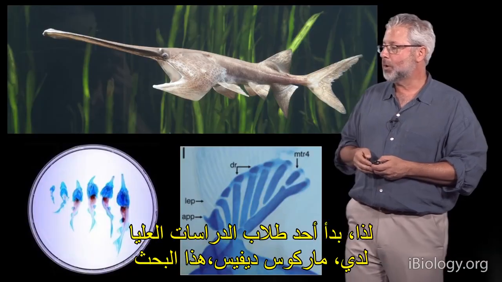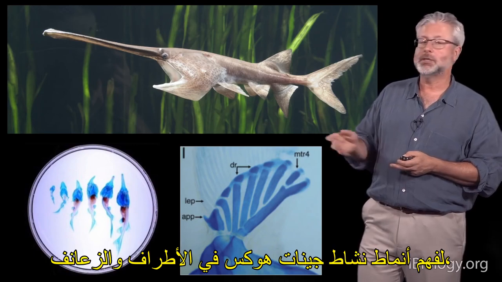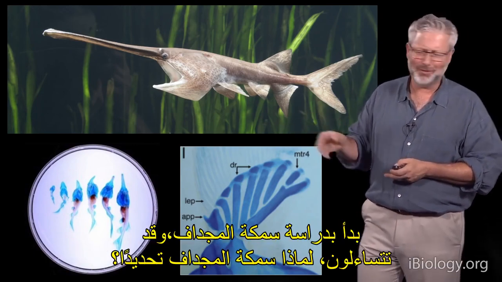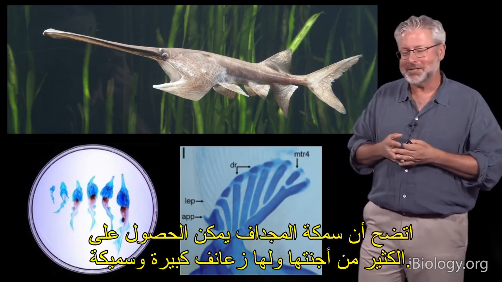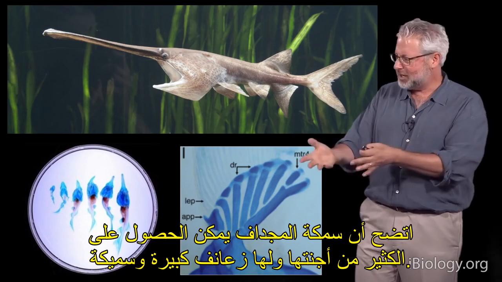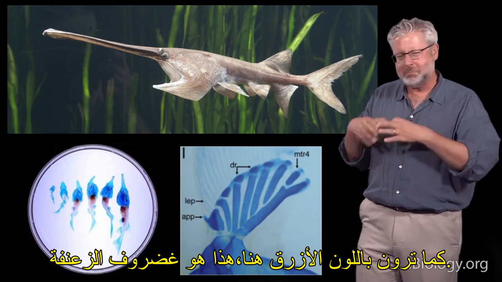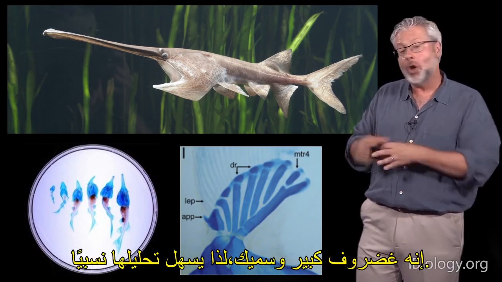So one of my graduate students, Marcus Davis, started this quest to understand patterns of activity of Hox genes in limbs and fins. And he started by looking at paddlefish. And you can wonder, why paddlefish? Well, here's a paddlefish. Paddlefish, turns out you can get a lot of embryos of these things. And they have big, fleshy fins. As you can see in blue here, this is the cartilage of the fin. It's big, fleshy cartilage. So these are really relatively easy to analyze.